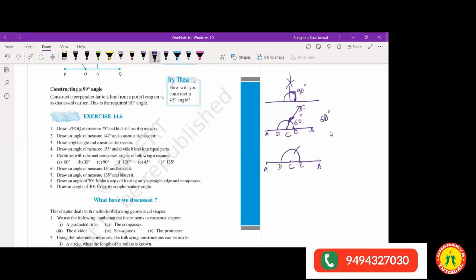Now, after making this 60 degree arc, I keep the pointer at this point again. I call this point G. I keep the pointer here again without changing the measurement of the compass. The compass measurement should be the same again. Then I cut another arc on this. So now this angle will be 60 plus 60 becomes 120. Now you have this point and this point, join this and extend this line further. You get this as an angle. This complete angle will be 120 degrees.